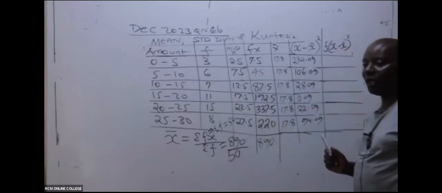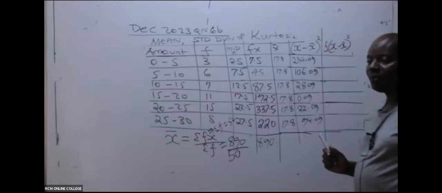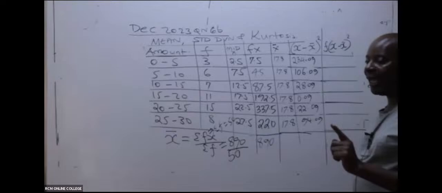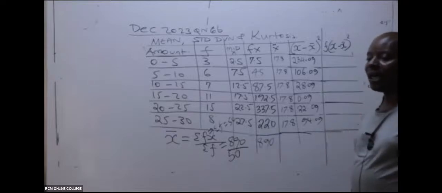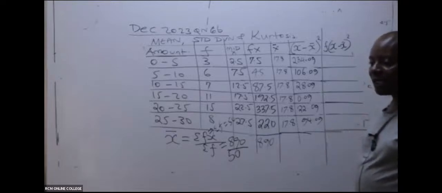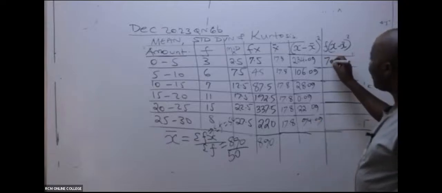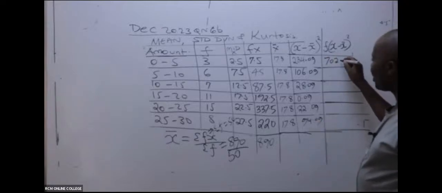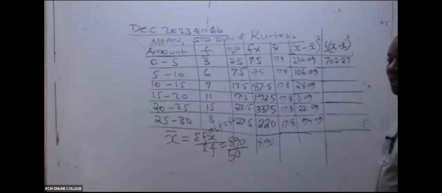What are we getting, ladies and gentlemen? When I start getting all the 23 people giving me answers, I'll be so happy. So we have Eden, 702.27. Can someone else confirm this answer, if they have gotten the same figure? Then I'll be able to know this figure is correct. Yeah, confirmed. Thank you very much.